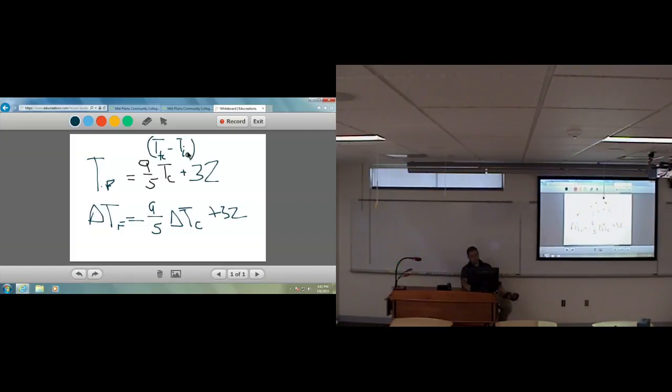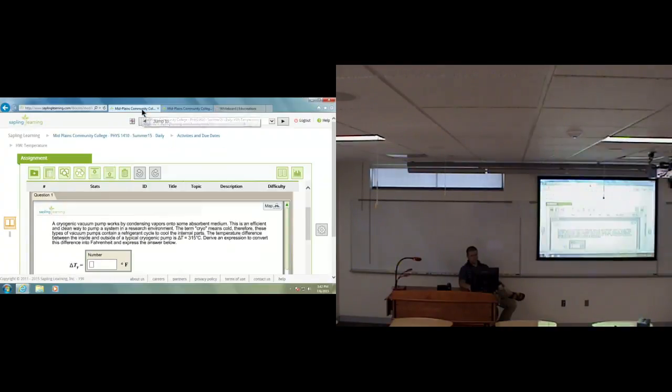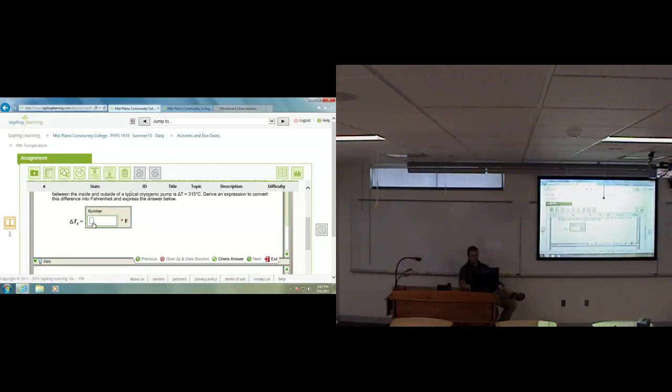And then, actually there's one other thing that's going to change. Because both of these equations are going to have a plus 32 in them, that's going to go away. Right? So the plus 32 goes away. Because when you're talking about a difference, you don't really care about the offset. You only care about the difference. So when you take the difference, the 32 goes away, and you just end up with this right here. Right? So we go back to our homework, and we go ahead and write that in.